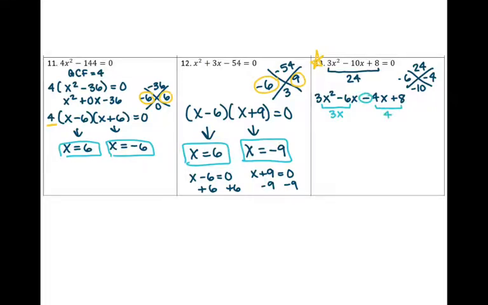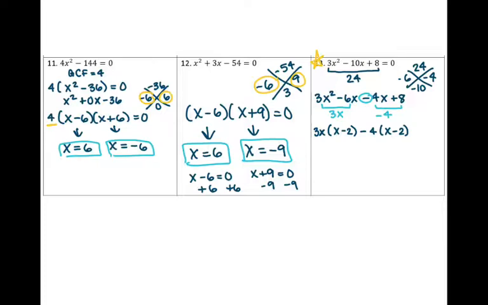Since that's negative, I'm actually going to pull out a negative 4. So from my first group, I can pull out the 3x. That leaves me with x minus 2. For my second group, I can pull out a negative 4, and that also leaves me with x minus 2, because I'm dividing both of those groups by those GCFs.